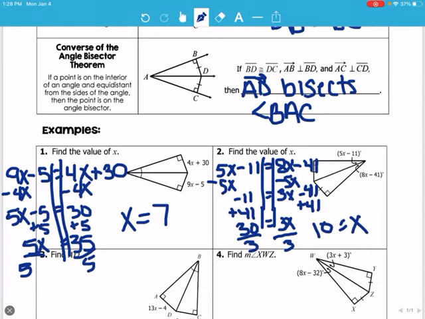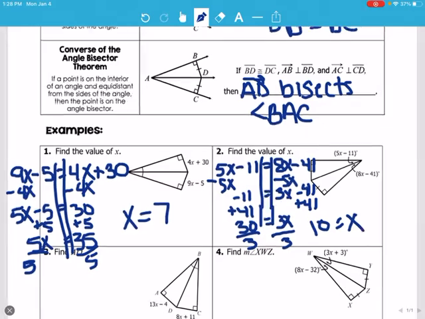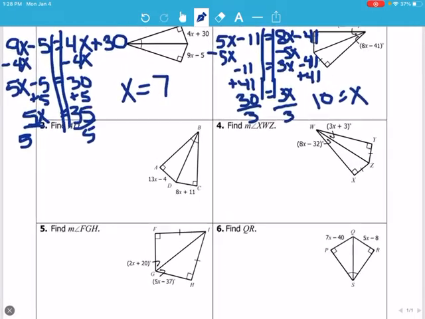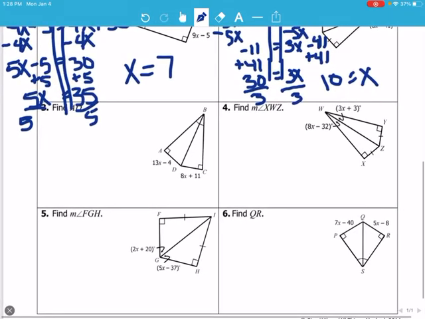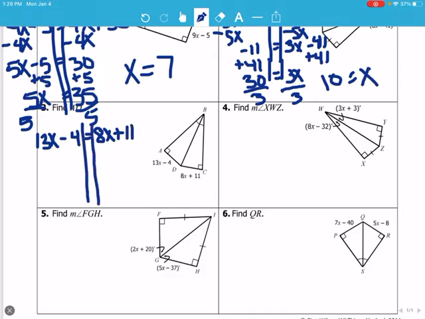So that's always the first step, solve for x. After we solve for x, we then sometimes have to plug x back in. And that's exactly what we're going to do in number 3. First step is solving for x, though. So 13x minus 4 is equal to 8x plus 11. Okay, subtract our 8x. So 5x minus 4 is equal to 11. Add 4. 5x is equal to 15. When you divide both sides by 5, x will equal 3.